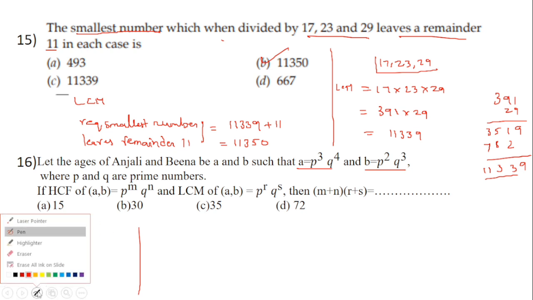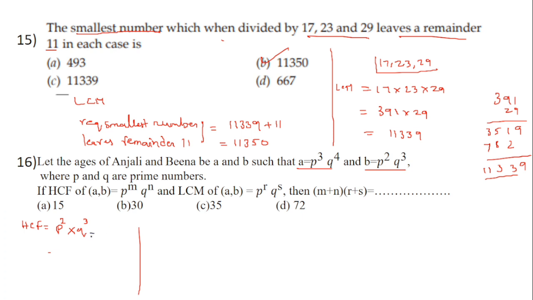This is nothing but given what? P power M into Q power N. So by comparing the bases and their exponents, M is 2, N is 3. P square, P power M. So the bases P are equal, so their exponents are also equal. M is equal to 2. If bases are equal, powers are also equal. So 3 is equal to N.